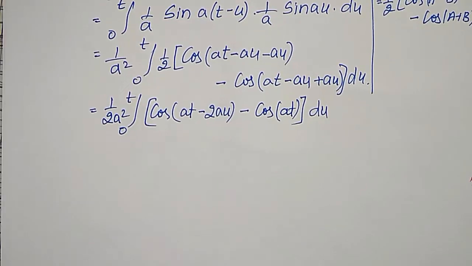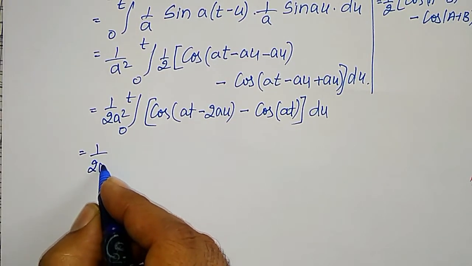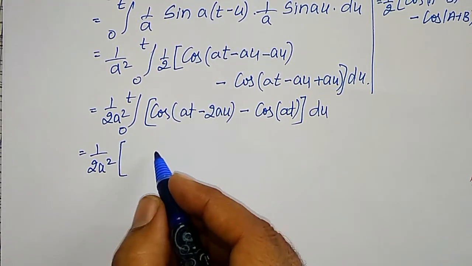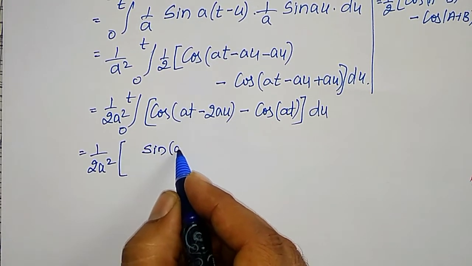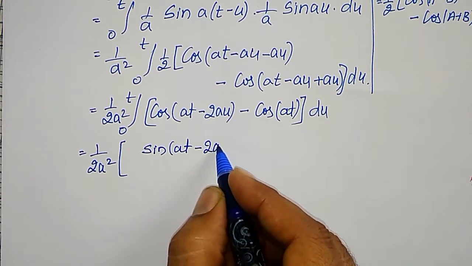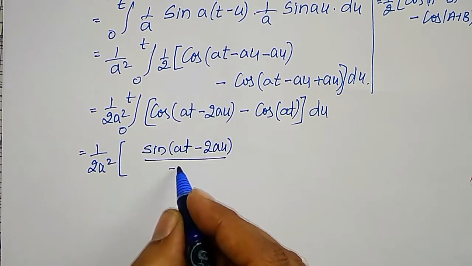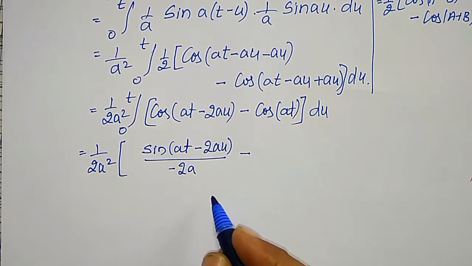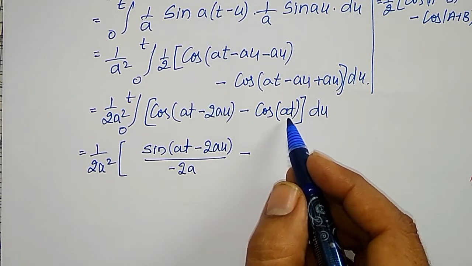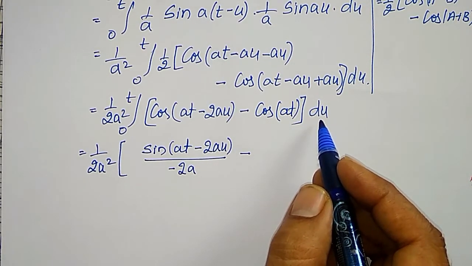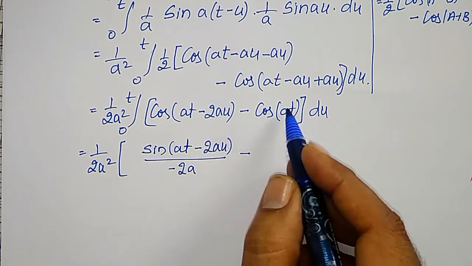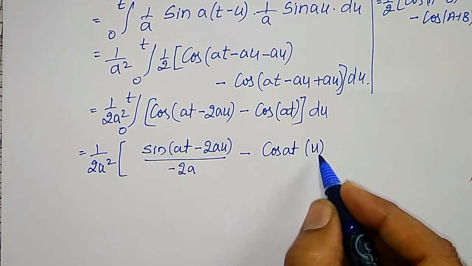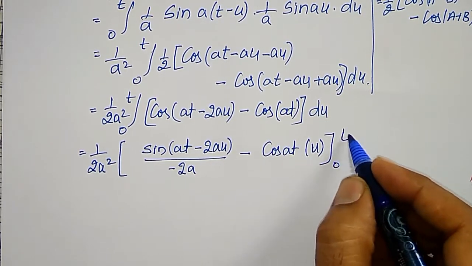Now integrating them, I will write 1 by 2a square outside. Integration of cos(at minus au) with respect to u will become sin(at minus 2au) divided by minus 2a. Its integration is minus cos at, integration with respect to u, not with respect to t here. Therefore, this will be acting as your constant. Therefore, cos at into u is its integration between the limits 0 to t.